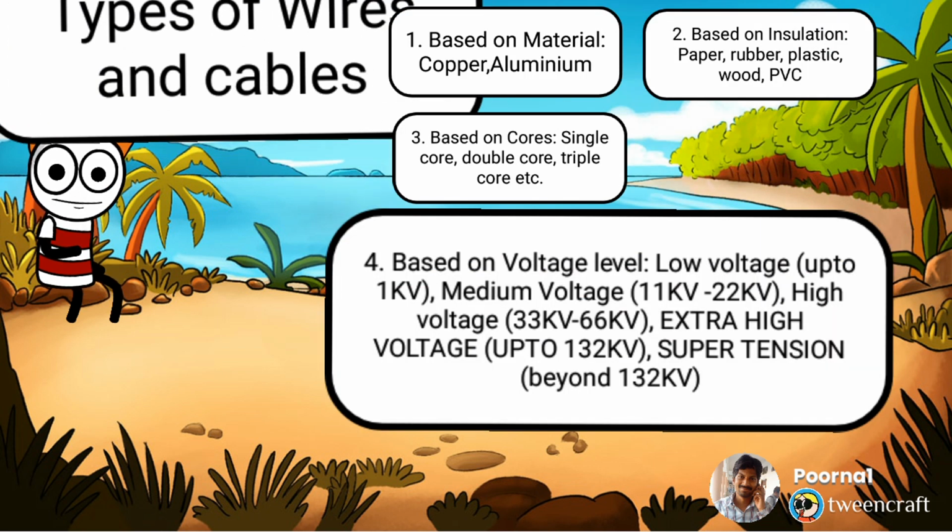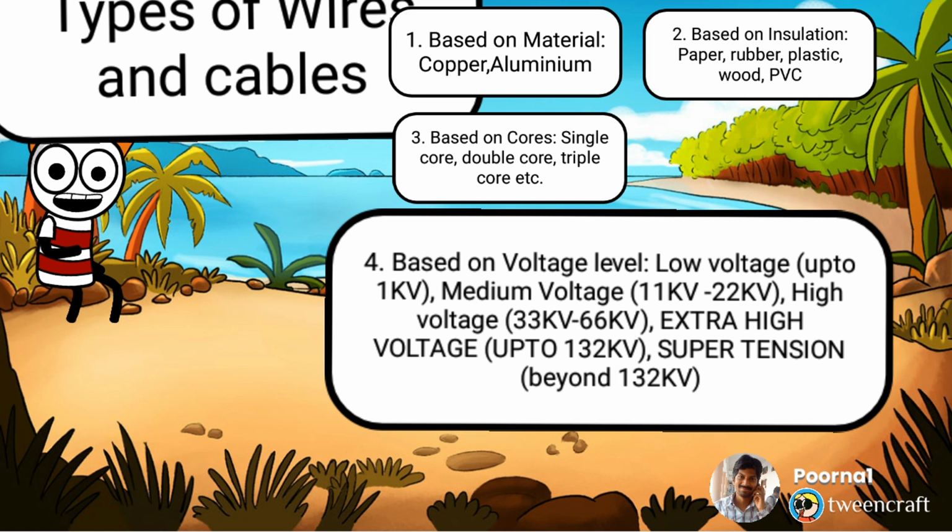Based on material: copper and aluminium. Second, based on insulation: paper, wood, rubber, plastic, mica, PVC. Based on the number of cores: single core, double core, triple core, 4 core cables and so on.